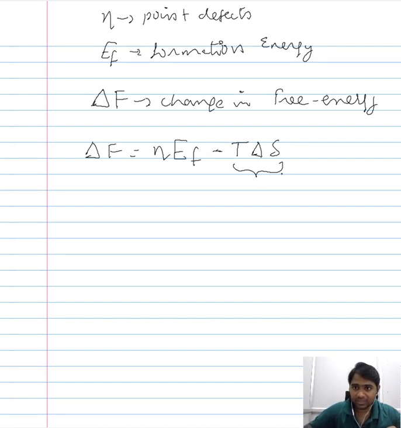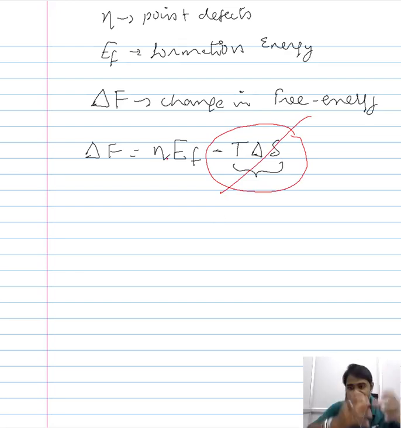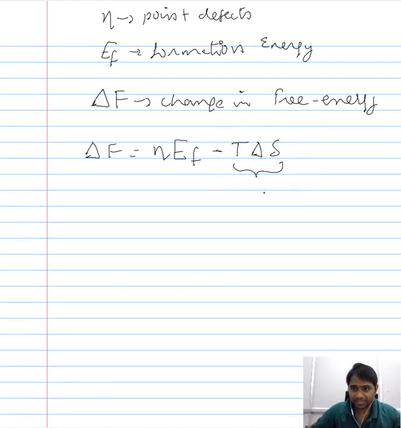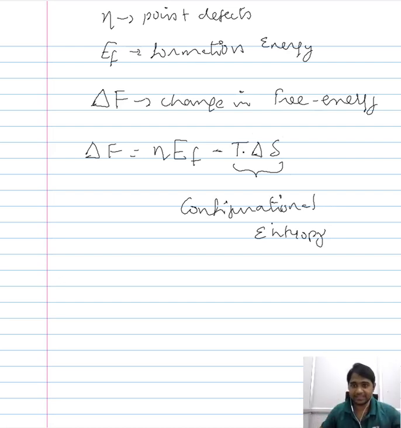Supposing you are not considering the role of the change in entropy, then the introduction of point defects alone will increase the free energy of the system. That means whatever point defects we have, they are unstable. But since we have the contribution of the entropy, and particularly an aspect of entropy called the configurational entropy, with an increase in the point defects, this configurational entropy, or the entropy as a whole, increases.